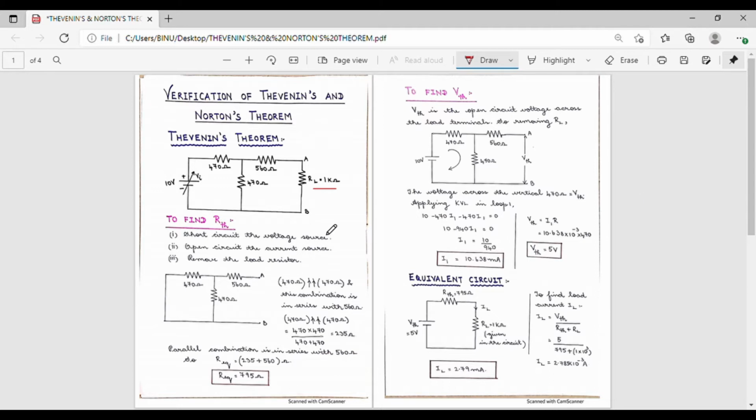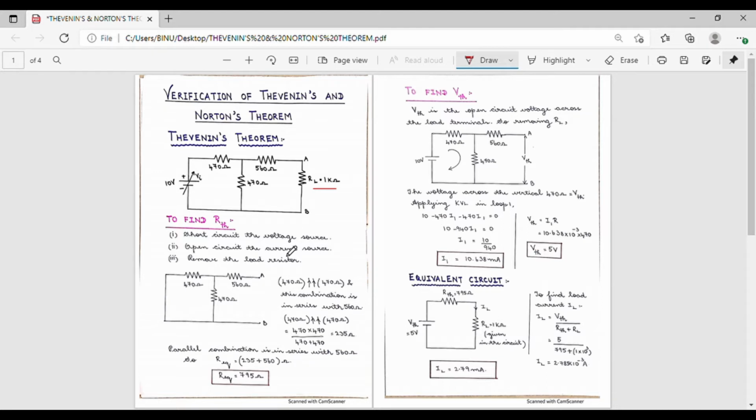Using Thevenin's theorem, I am going to simplify this circuit into the equivalent circuit, which is going to comprise V Thevenin, R Thevenin along with the load resistor RL. V Thevenin is the open circuit voltage appearing across the load terminal, and R Thevenin is the equivalent resistance of the given circuit. RL is given in the circuit, so we are supposed to find V Thevenin and R Thevenin. Let me start with the R Thevenin.